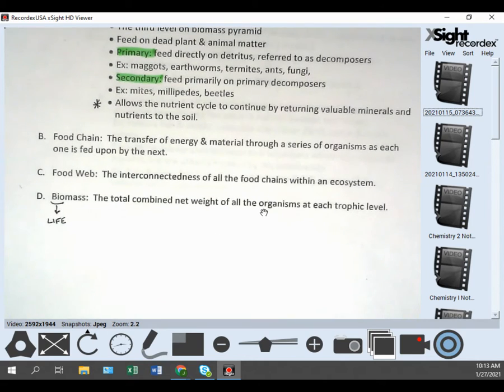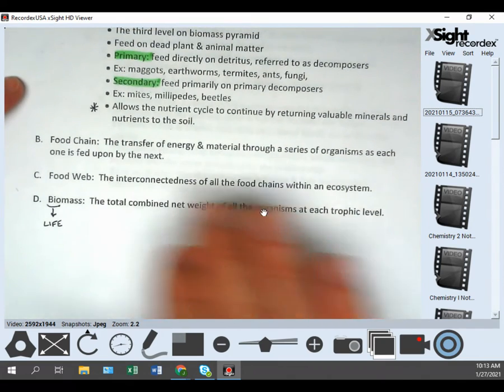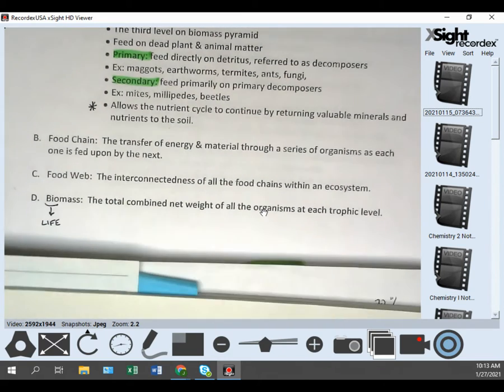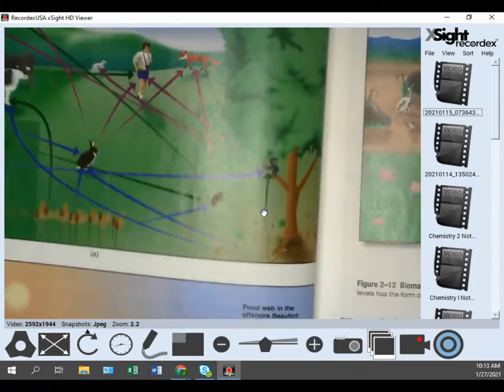What is a food web? Well, it's very similar to what it sounds like. It's essentially all the food chains within an ecosystem put together. And it looks kind of like a web. So your book does have examples of these. It's on page 36.